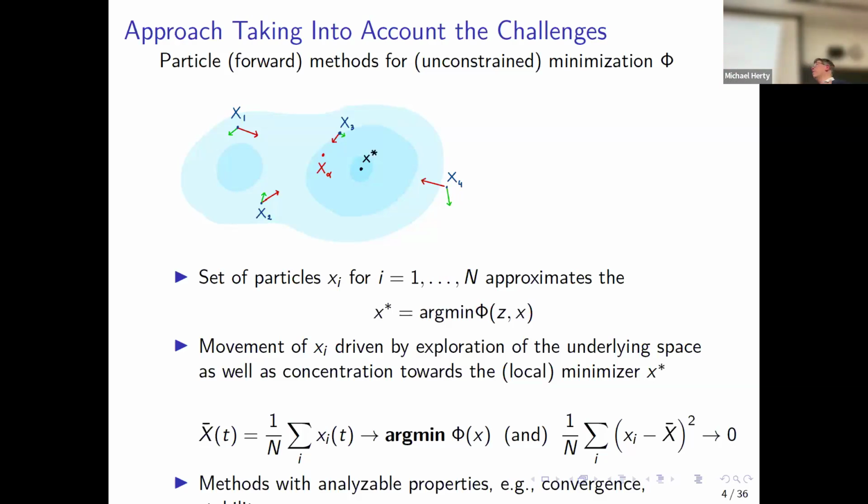Everything is forward, right? So they just move forward. There's not necessarily a gradient involved. And what you hope is that essentially the mean of the particles eventually turns towards the solution of your minimization problem. And you would also like that they all concentrate, so the variance of the particles should also tend to zero. And then you would also have, of course, some guarantees that this actually works if you want to apply this, right? So we are asking for convergence and robustness.